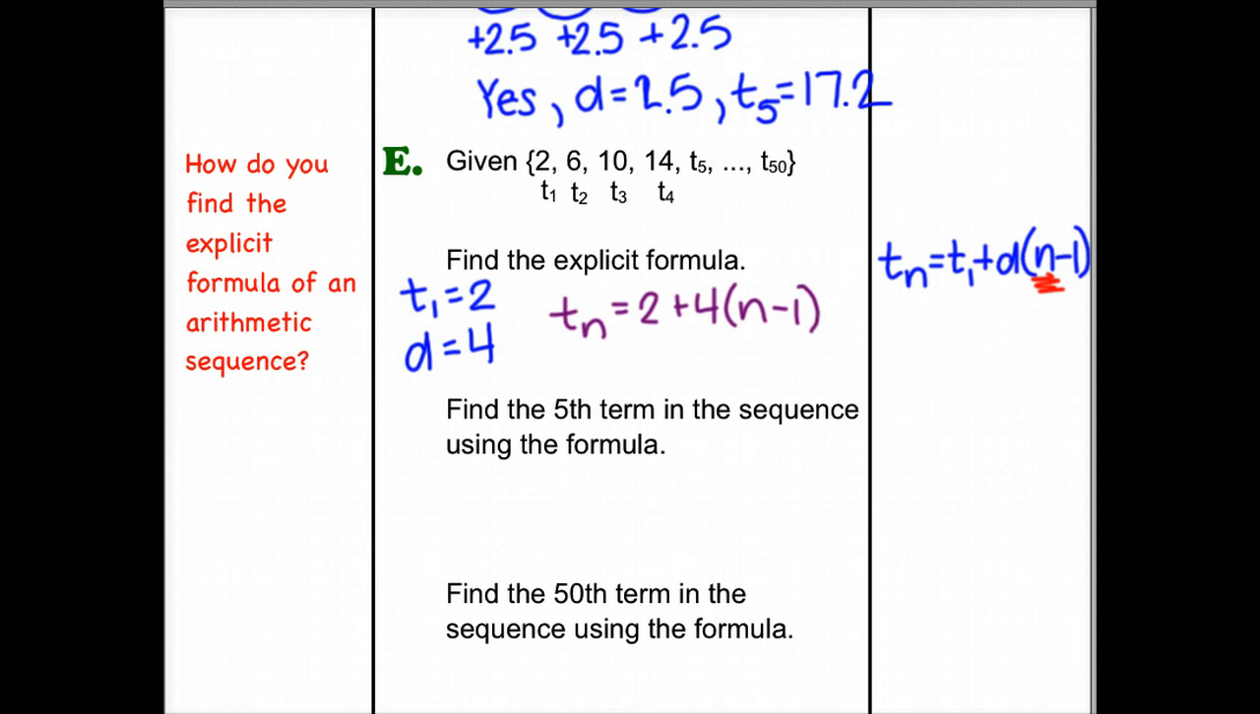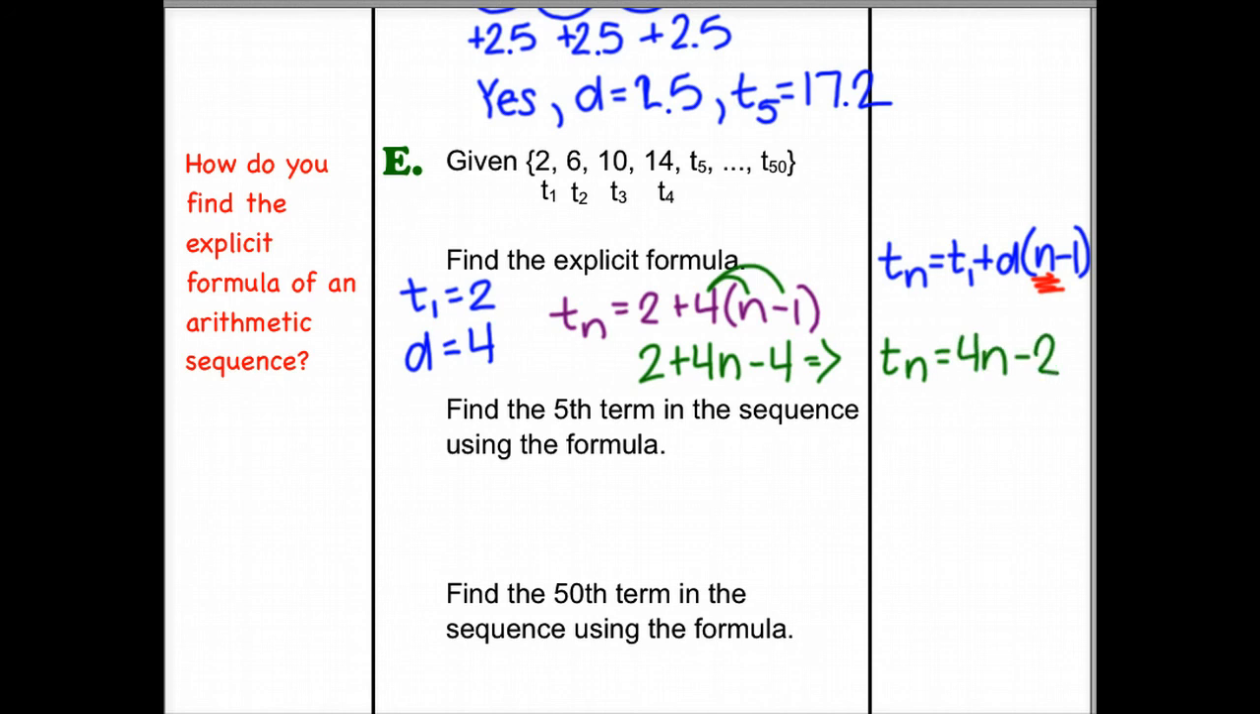Now while you can leave this in this form, I'd rather you simplify it. So in our case here, we're going to distribute the 4, which would leave me with 2 plus 4n minus 4. And then we can simplify this. So then that means that t sub n is going to be equal to 4n minus 2.